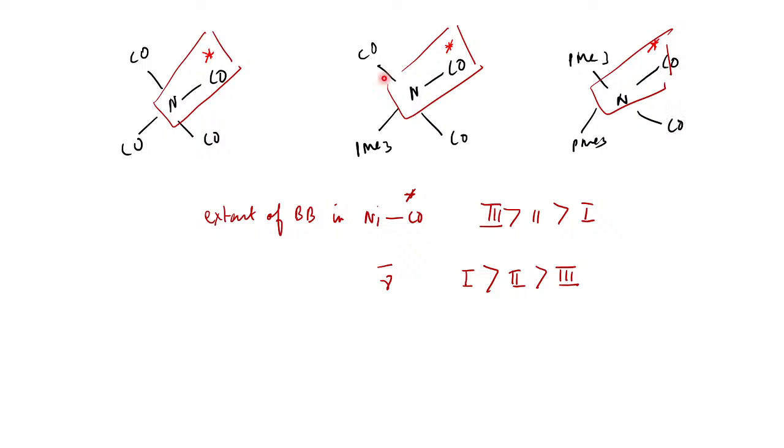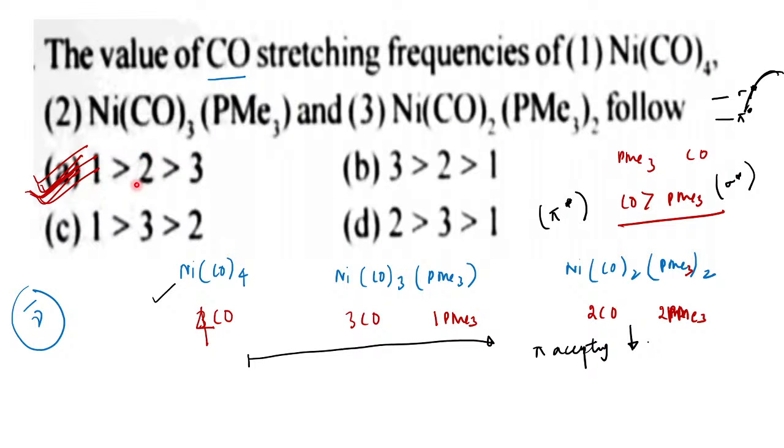So only one carbonyl ligand, two carbonyl ligands, three carbonyl ligands. When we have good pi acceptor ligands, they will withdraw electron density from nickel, so nickel has less electron density, and the extent of back bonding will decrease. You just have to take one carbonyl as common. On this carbonyl the extent of back bonding decreases, which means it has the highest value of stretching frequency. So the correct answer is 1, 2 and 3.